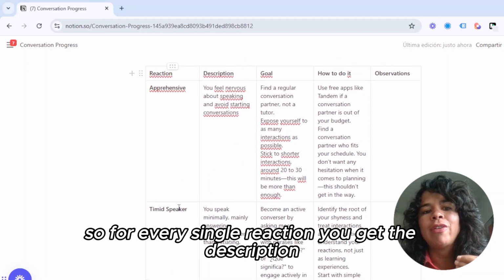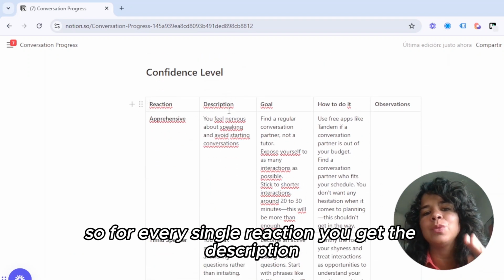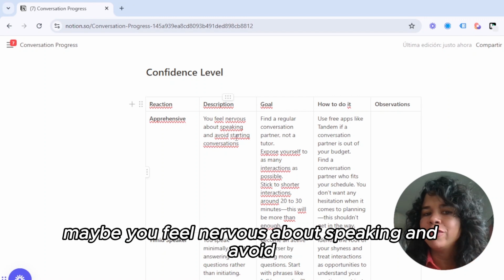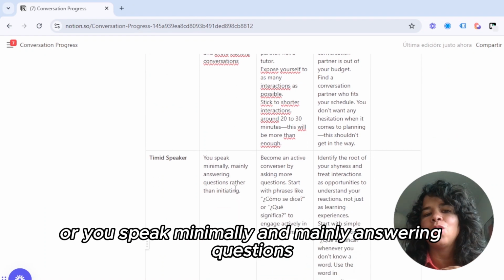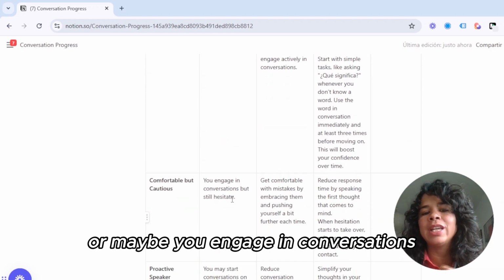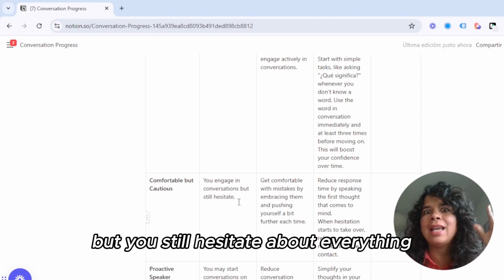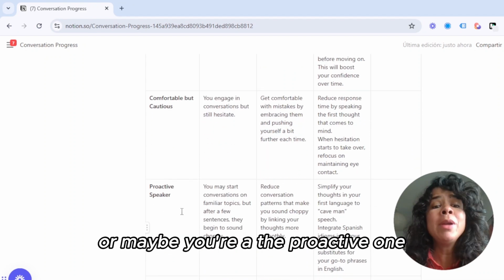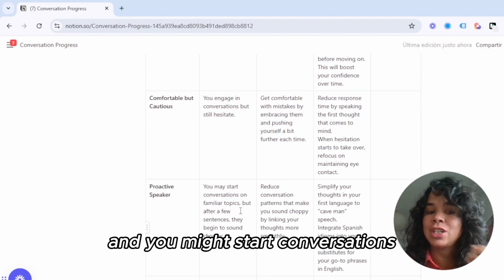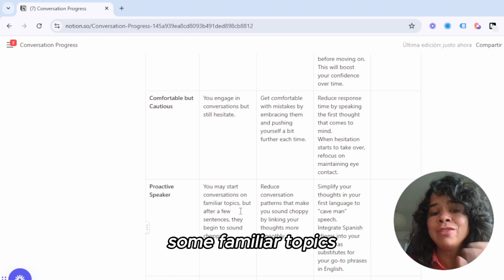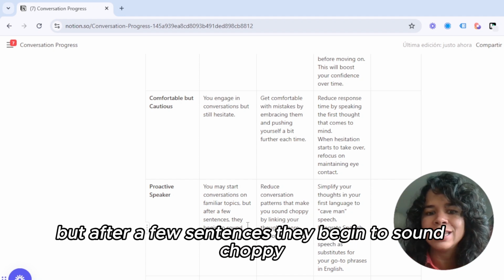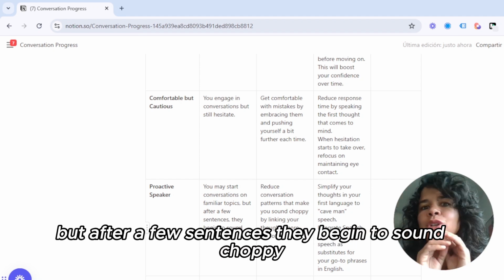Okay, so for every single reaction, you get the description. Maybe you feel nervous about speaking and avoid starting conversations, or you speak minimally and mainly answer questions, or maybe you engage in conversations, but you still hesitate about everything. Or maybe you are the proactive one and you might start conversations on familiar topics, but after a few sentences, they begin to sound choppy.